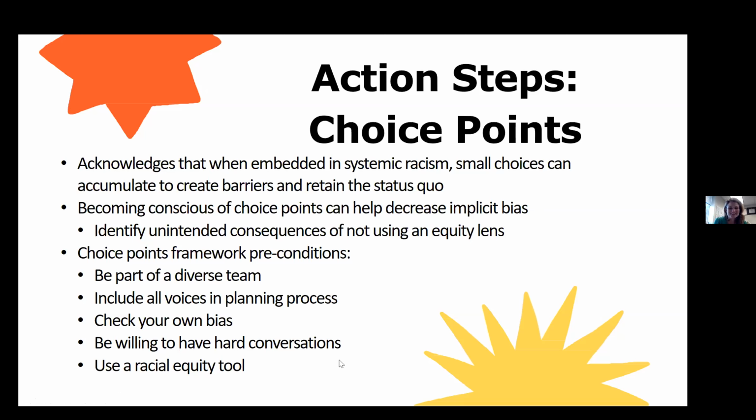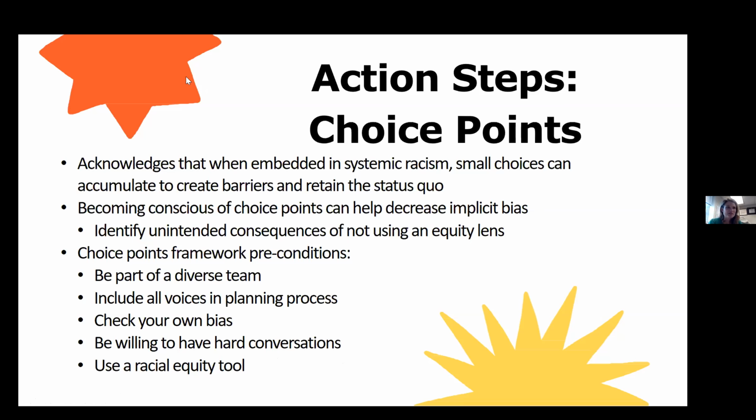You do need some other things surrounding you. So number one, you need to be part of a diverse team. You don't want to be only with people that are similar to you and are going to see things the same way as you. You want those different viewpoints. You want to include all voices in the planning process.